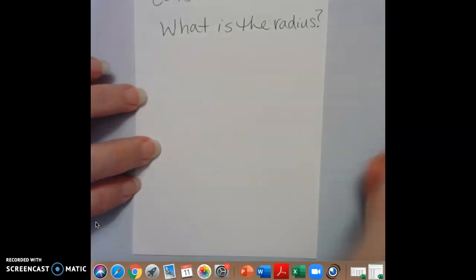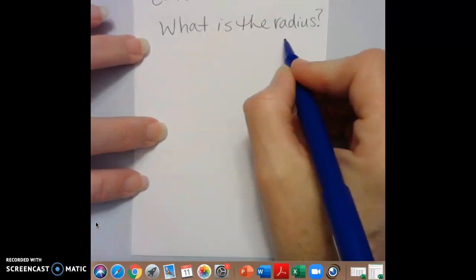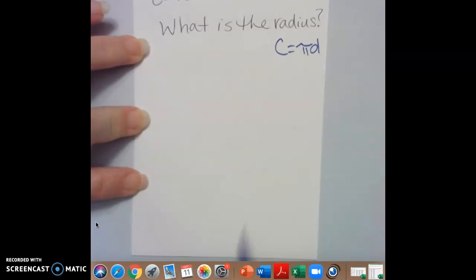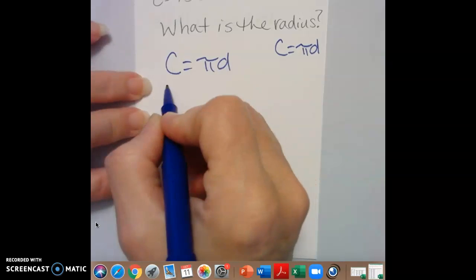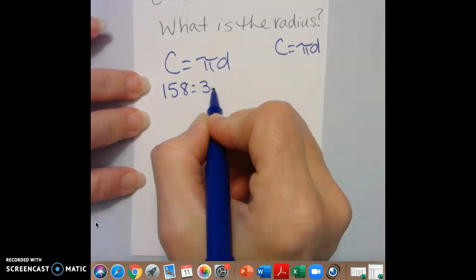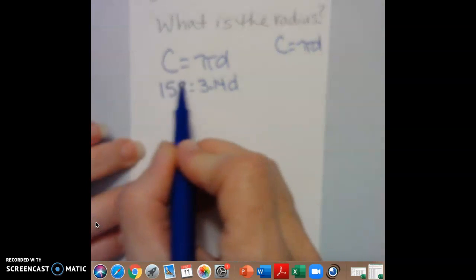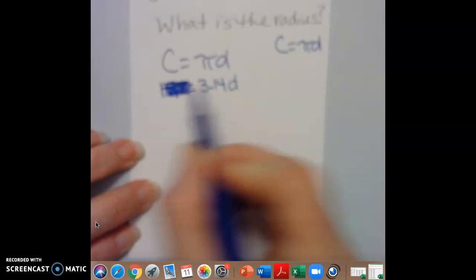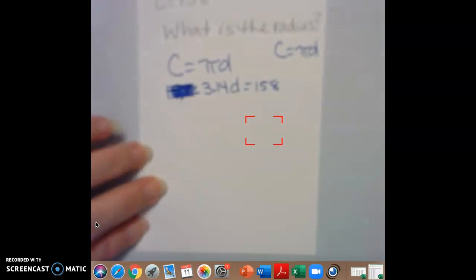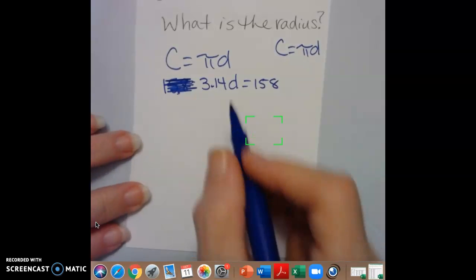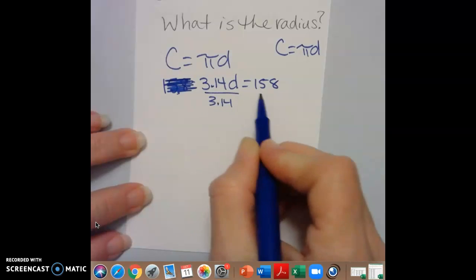So now, this says a circumference is 158. What is the radius? So over here to the side, we have circumference equals pi d. So what I know is 158, and I know the 3.14, and I'm looking for diameter. Again, remember, this looks funny to me, so I'm going to take this 158 and just put it on this side. So that way it looks more like what I'm used to. And I don't know why this thing keeps getting blurry. I do apologize. So now I've got a number times a variable, so the opposite would be to divide by 3.14.